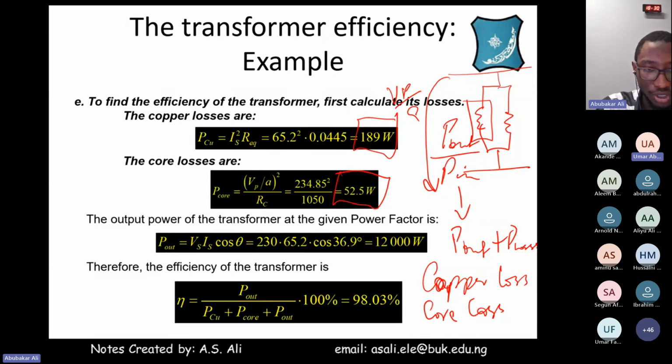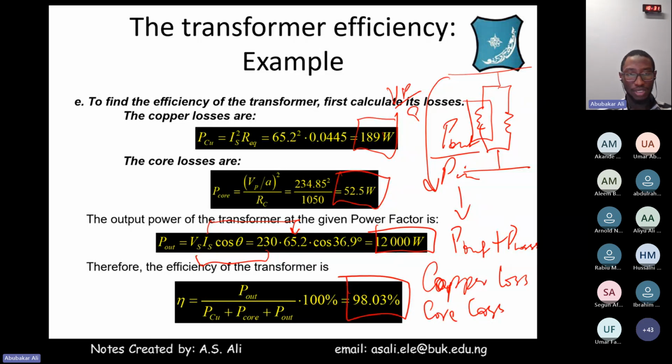P out is simple. We know the VS, which is 230. We know our IS, which we calculated, of course assuming the lagging power factor. So we have 12,000 watts. That means efficiency is 12,000 divided by 12,000 plus all of these losses, and you have 98.03%.